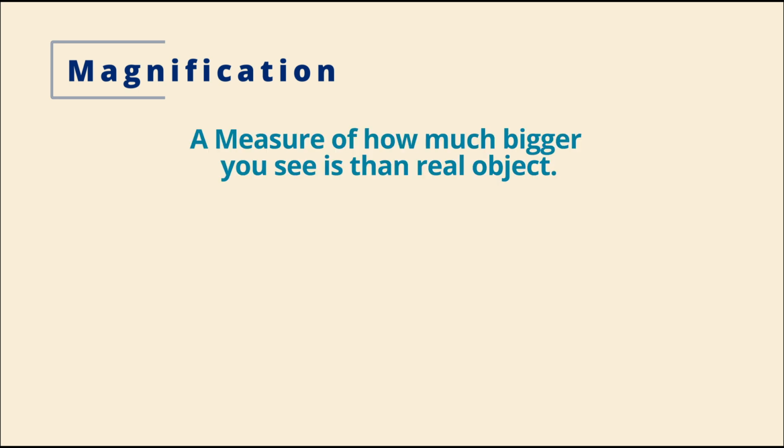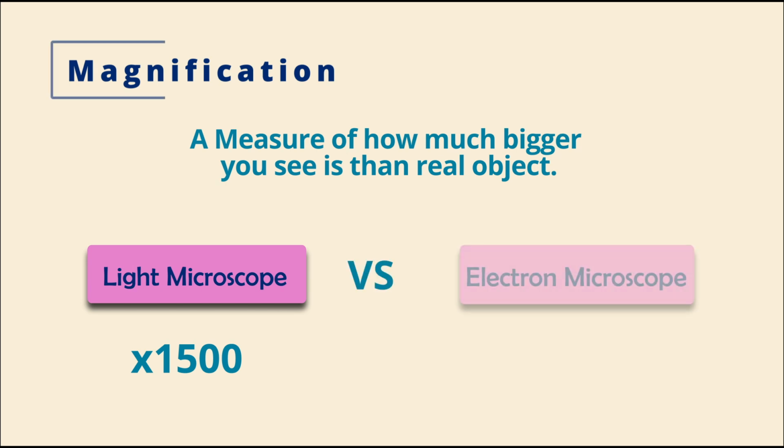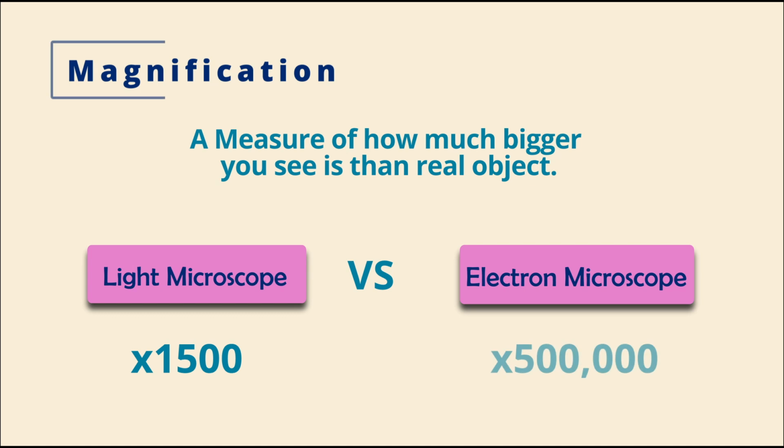So the next key feature is magnification. Magnification means how many times that specific microscope can enlarge the given object. For a light microscope, it's about 1500 times, and for an electron microscope, it can magnify an object up to 500,000 times. So you can see, as with resolution power, the magnification power is also much higher in the electron microscope.